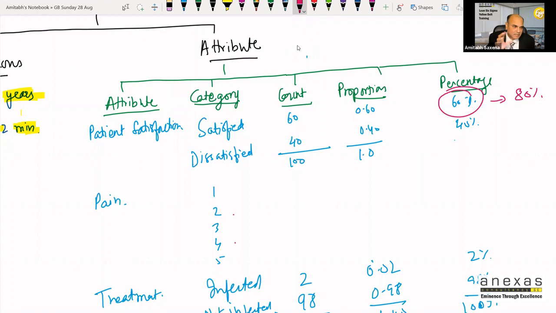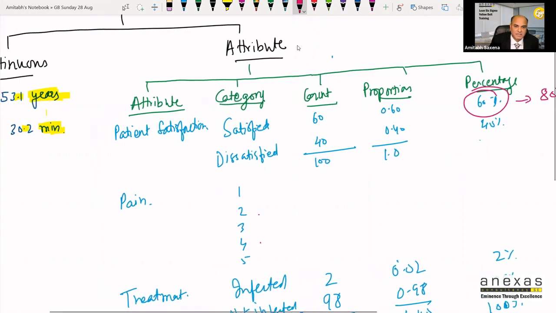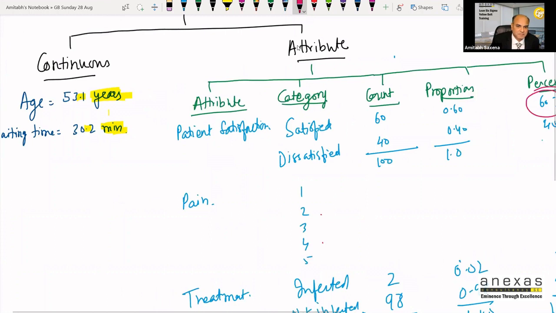So is this part understood? Are you with me on this case? Up to here, you are with me. What is continuous data and attribute data?